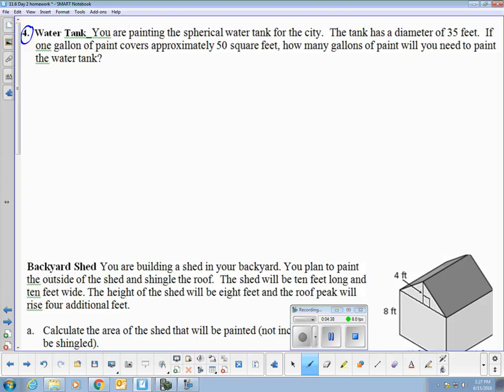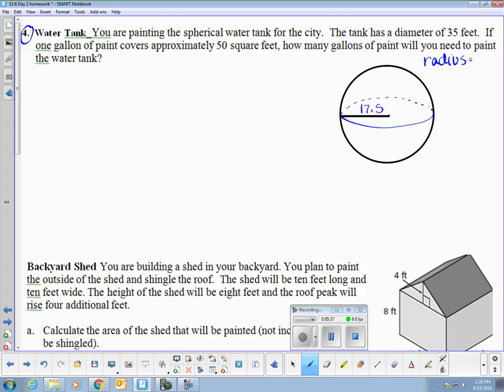All right, number 4 is another surface area problem where we're painting a spherical water tank. So let's get a diagram of a sphere. Which means the distance that goes all the way across is 35. But for finding the surface area, I only need to know the radius. So half of 35 is 17.5. So my radius is 17 and a half, which is half of 35.